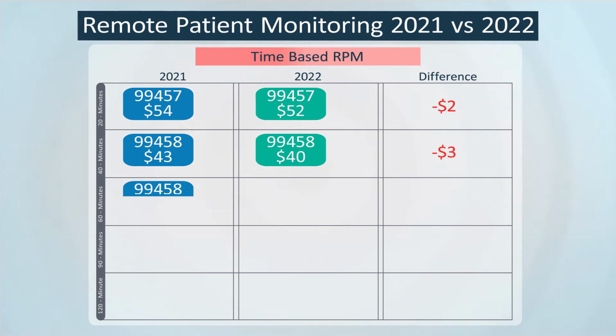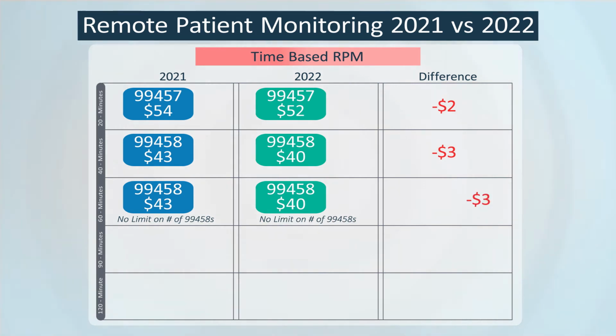99458 can also be added for an additional 20 minutes at the same $43, but in 2022, it would be only $40. So at the 20-minute level, the reimbursement would be $52 compared to $54. At 40 minutes, it would be $92 compared to $97. And at 60, $132 compared to $140 in 2021.